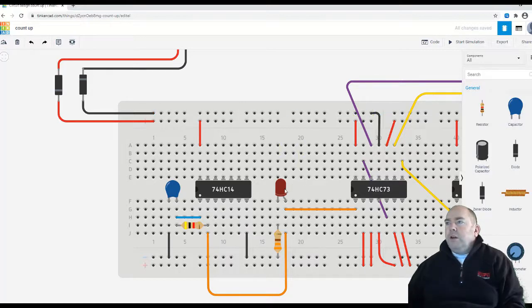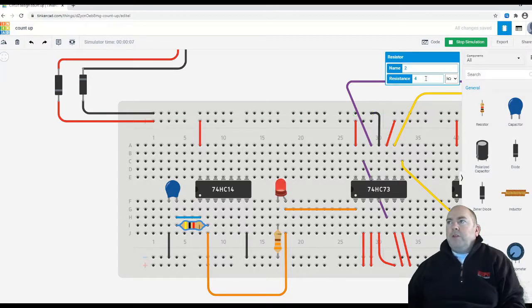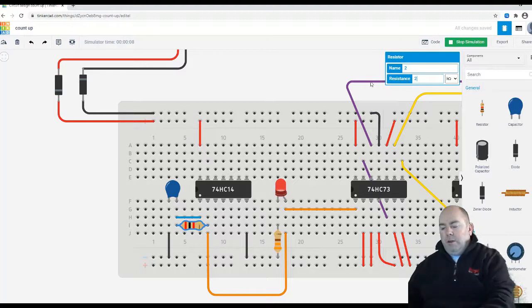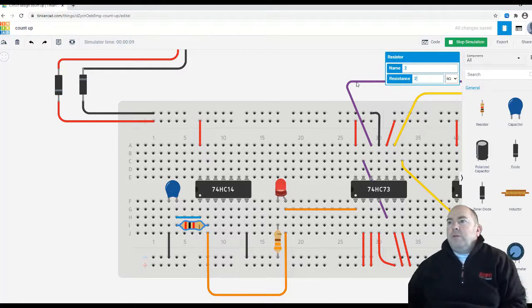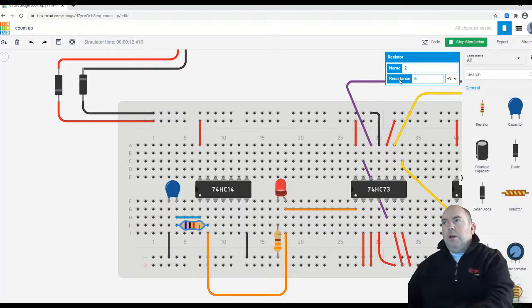And what you will see here, when we run this, we basically get a flashing output from it. So our LED flashes. And if you remember, we can control the speed of that flash by varying the value of this resistance. So less resistance, we get a faster flash. There's a formula that calculates that. Or a greater resistance, we get a slower flash.